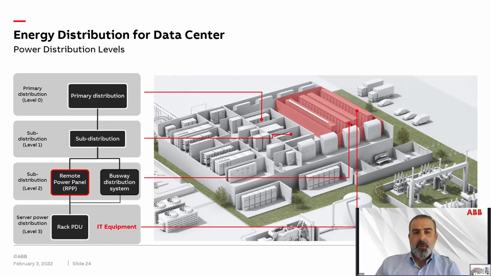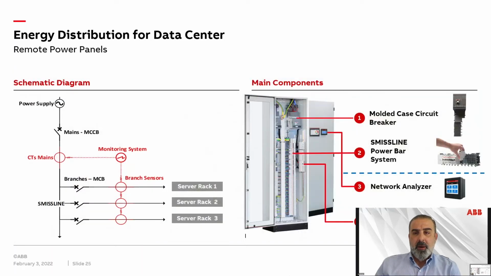So the solution for that will be our RPP, the remote power panel, which are mainly power distribution units, also known as PDUs. They have only one purpose, which is to distribute the power to IT racks, IT server racks, cabinets. Usually they are installed in close proximity to the racks, and most of the time in the same white space.